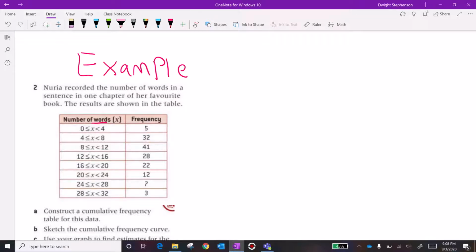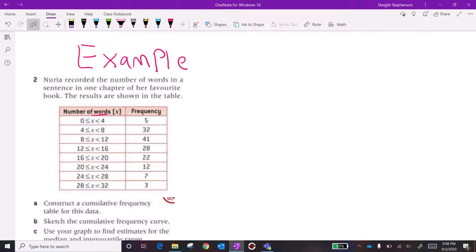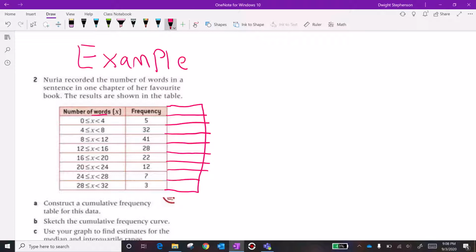The first thing we're asked to do is construct a cumulative frequency table, right? A cumulative frequency table is just adding up all your frequencies, adding them cumulatively. So start at the bottom and start adding them as you go up. Maybe I'll add two levels here just so you can see this other part first.